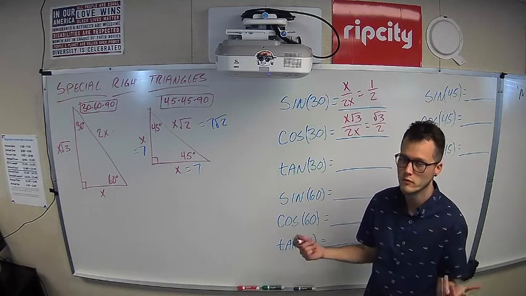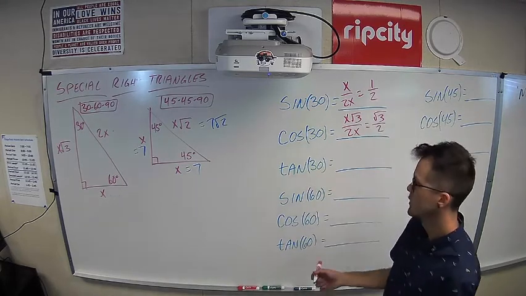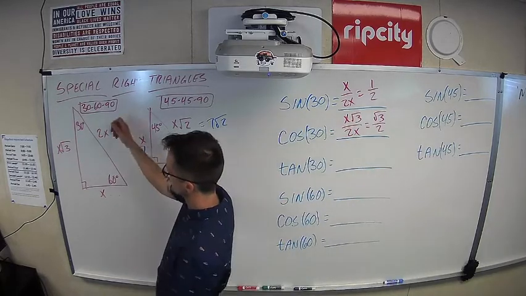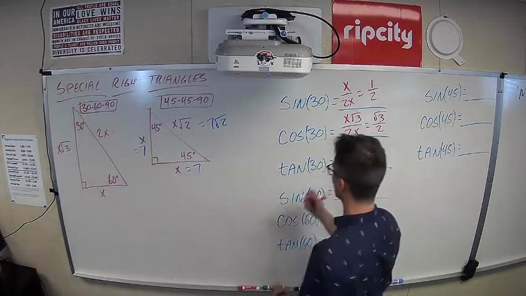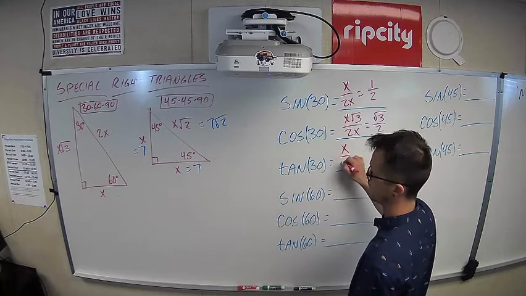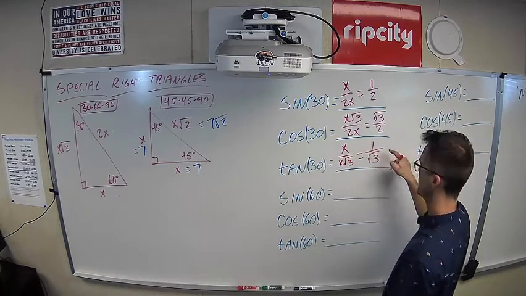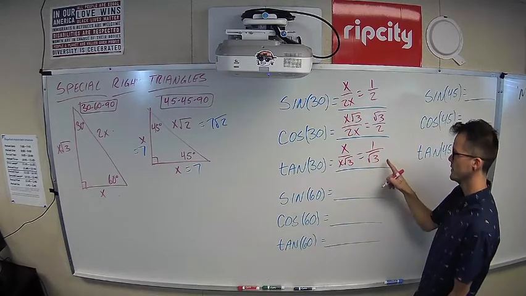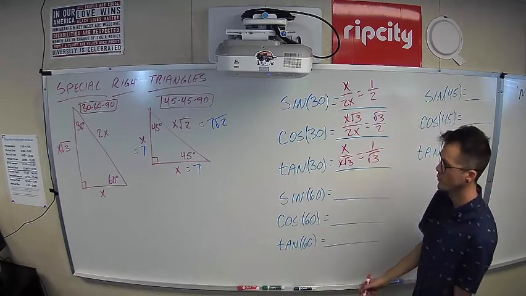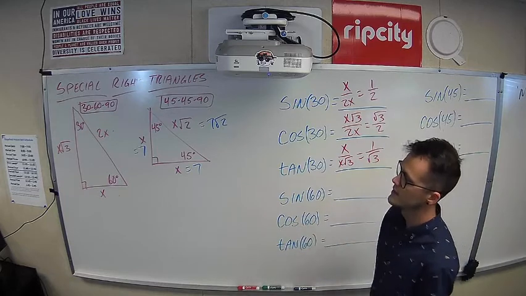The ratios are there. Okay, moving forward, tangent of 30. Opposite over adjacent. So that one is going to be x over x root 3, which of course is 1 over root 3. Same thing applies. The decimal approximation of this is going to be the same as the decimal approximation here. Let's move to the 60-degree angle.